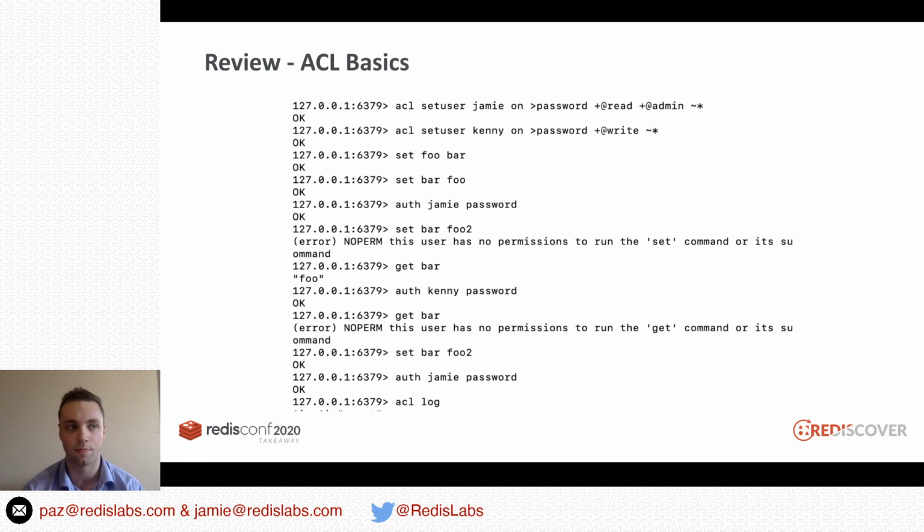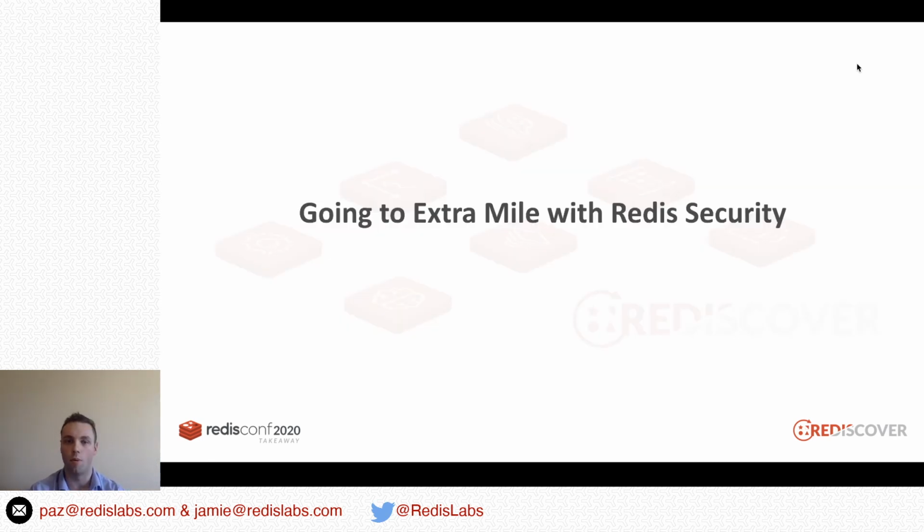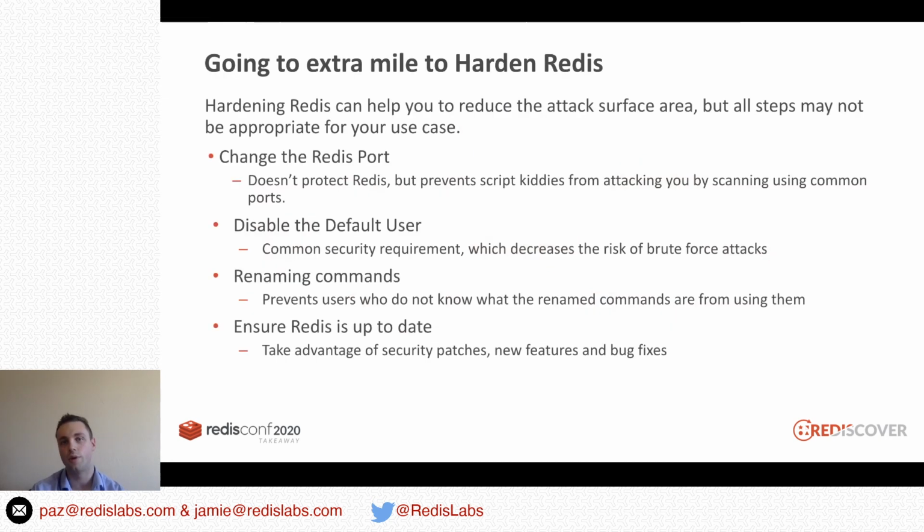If this were an application, you could use this to see what was wrong with your code and assign the appropriate permissions. Now I want to take a moment to discuss going the extra mile with Redis security. Going the extra mile involves hardening, and there's 4 practical steps that you can take. You can change the Redis port, you can disable the default user, you can rename commands, and you can ensure Redis is up to date with the latest security patches. Hardening Redis can help you reduce the attack surface area, and not all steps may be appropriate for your use case.